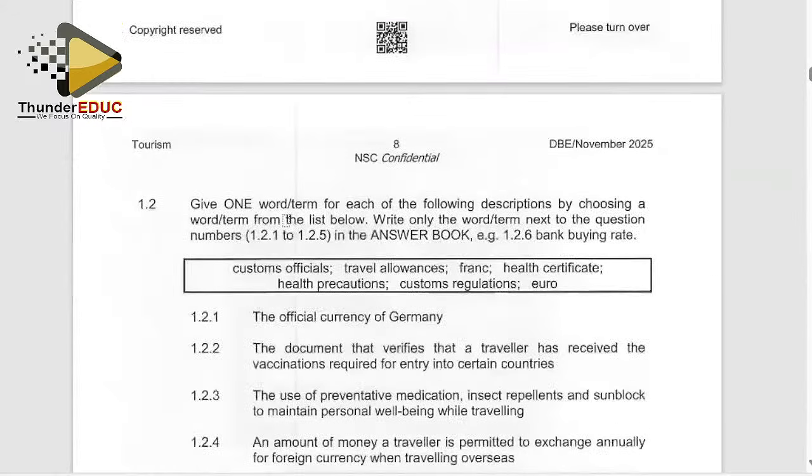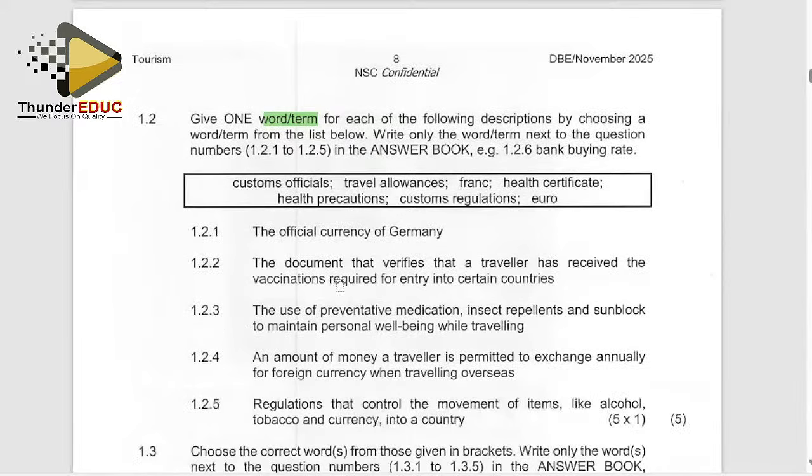Then 1.2, give one word. So we are looking for one word or term for each of the following descriptions by choosing a word or term from the list below. Write only the word or term next to the question numbers 1.2.1 to 1.2.5 in the answer book. For example, 1.2.6, bank buying rate. So we are looking at the official currency of Germany. If you're looking at the official currency of Germany, we are going with the euro here.